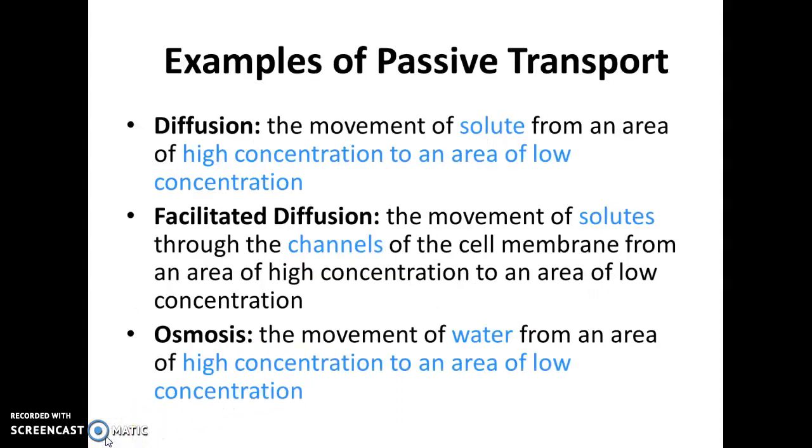Here are 3 examples of passive transport. Diffusion is the movement of solute molecules from an area of high concentration to low. Facilitated diffusion is the movement of solutes through channels from high concentration to low, and osmosis is the movement of water from high concentration to low. Since they're all passive transport, they're all going to be from high to low concentration, and none of them are going to require energy.